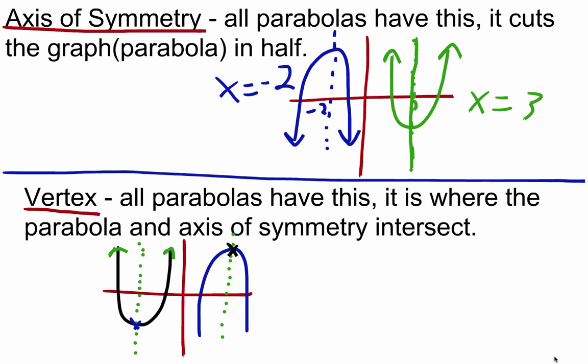So it's the very bottom of the parabola, or it could be the very top of it before it starts turning over. So those are the vertexes, the bottom and the top. Alright, now next is your zeros, and we've already been working with that in this chapter, so this is nothing really new to you.